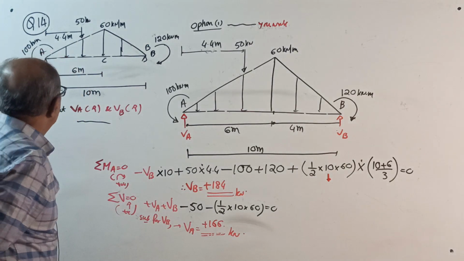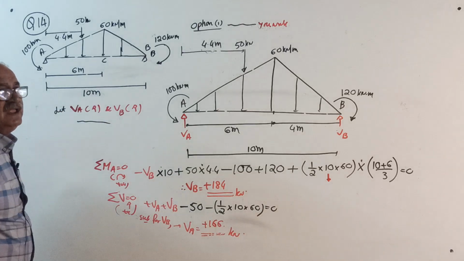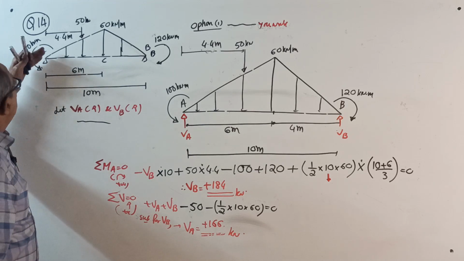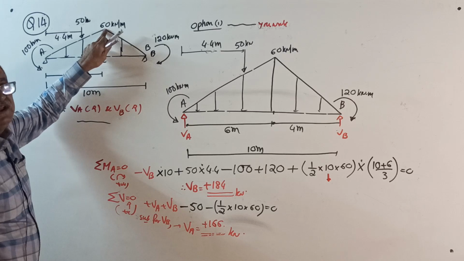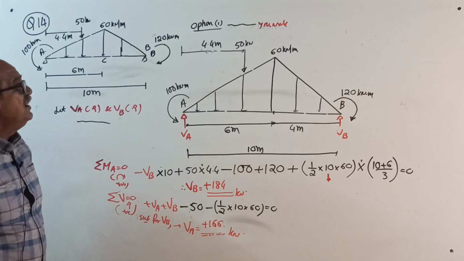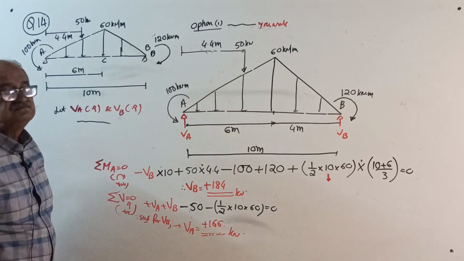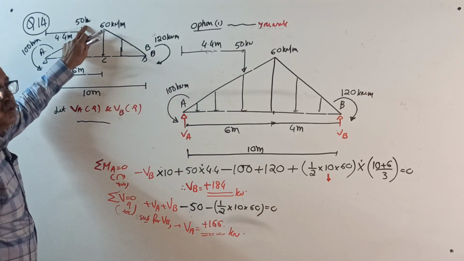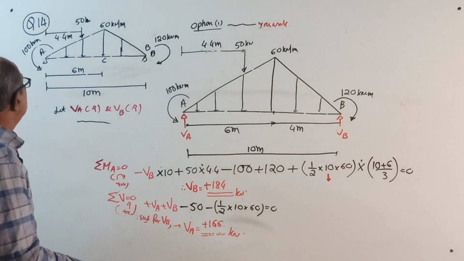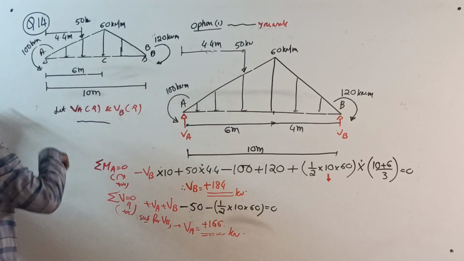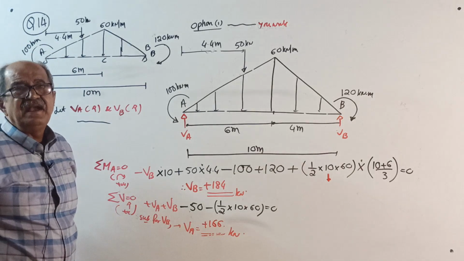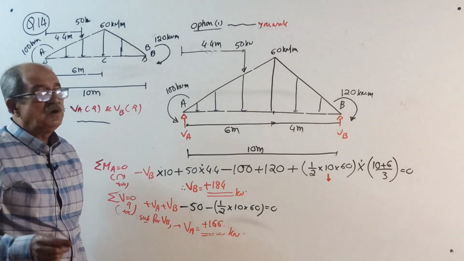A simply supported beam of span 10 meter is loaded by uniformly varying load of intensity 0 at left end, which linearly increases to 60 kN per meter at 6 meters from left end, and thereafter linearly reduces to 0 at right end. There is a point load of 50 kilonewton at 4.4 meter from left end. In addition, there is an anti-clockwise couple of 100 kN meter at left end and 120 kN meter at right end.